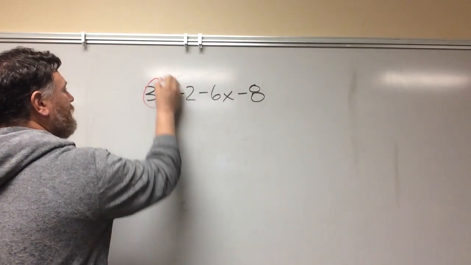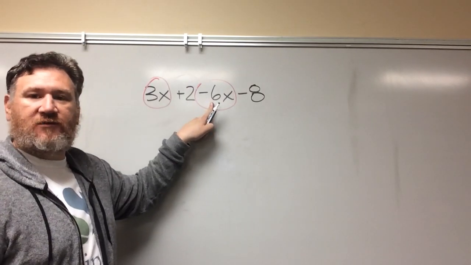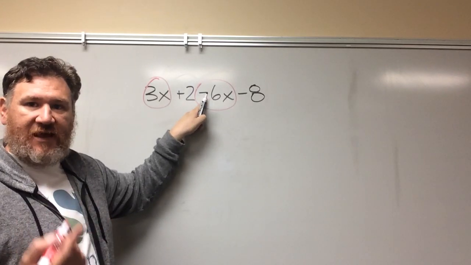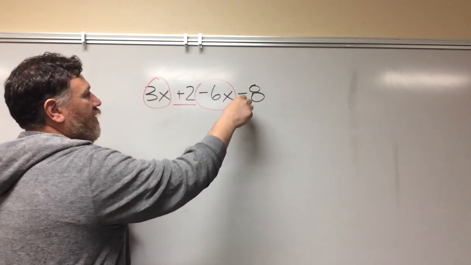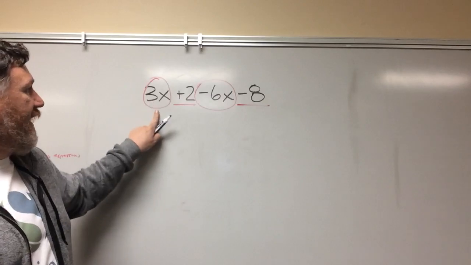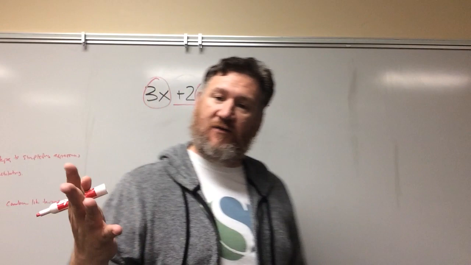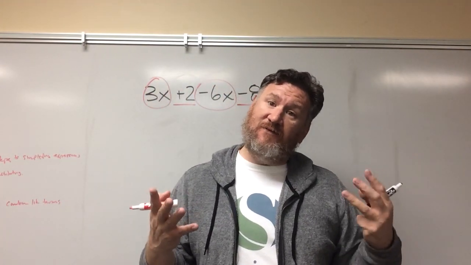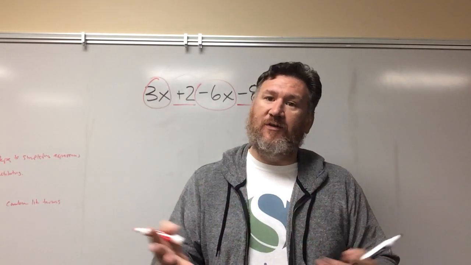I can put the x's together, and notice how when I circled the 6x, I also circled the minus sign that goes with it, because it's negative 6x. And we can put the numbers together, which I'm just going to underline. So if I have 3 x's and I have negative 6 x's, think about it. You have $3 and you owe someone $6, so negative 6. When you put all that together, what are you going to end up with?